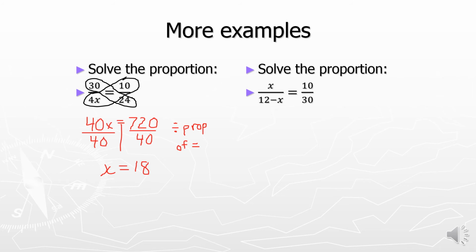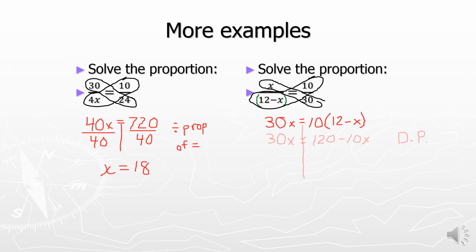On the right-hand side, personally, I think the most important thing to do to start is to put parentheses around 12 minus x. That's going to remind you to use the distributive property when you create an equation. I'm going to cross multiply to get 30 times x and 10 times the quantity 12 minus x. And then I'm going to draw my mirror and perform the distributive property on the right side. That gives me 120 minus 10x.